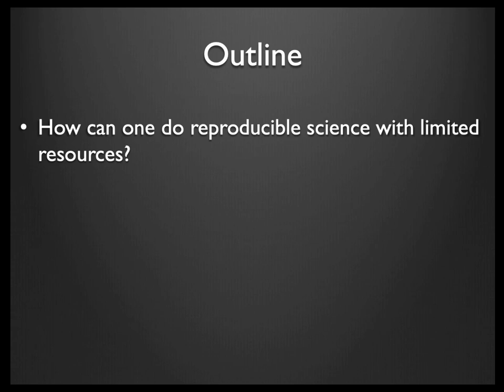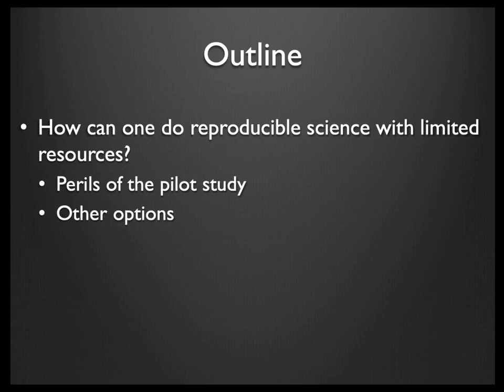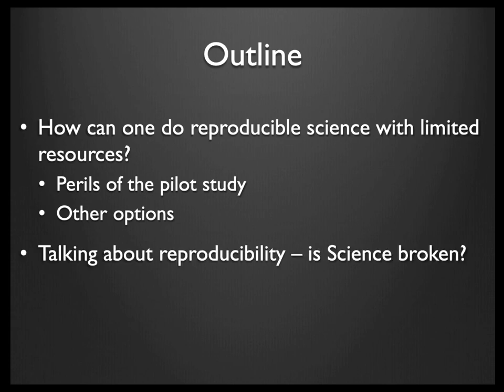Open science can be hard. There's a lot of things that you have to do more of in order to do it well if you want something reproducible. What are the strategies that you can employ? There's two parts to that. One is the perils of the pilot study, which I just love the alliteration, but it's basically about the futility of underpowered studies, and other options, things that you can do other than doing a study that is too small to show your effect. Finally, I want to talk about talking about reproducibility.